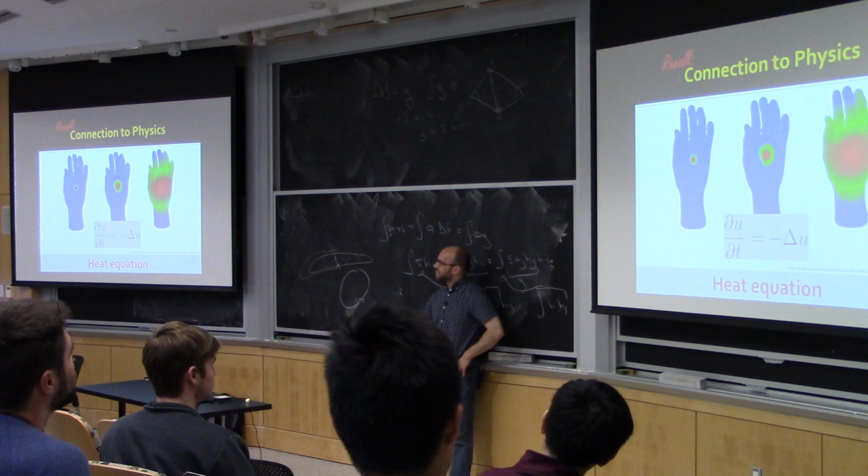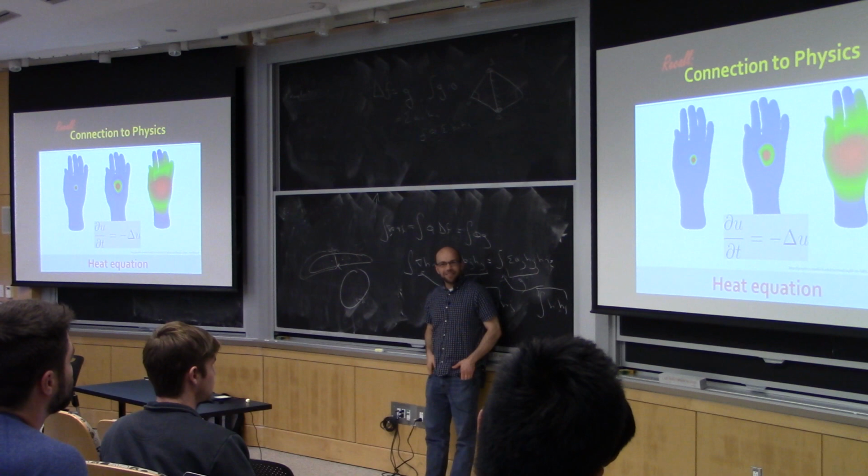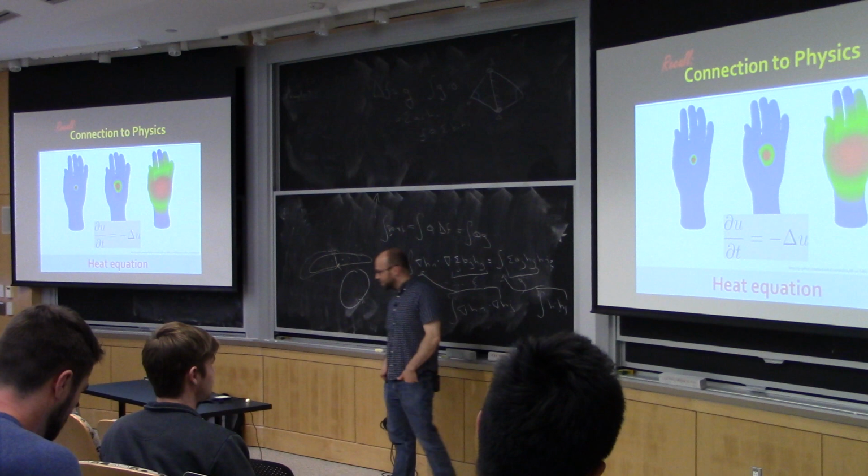If you look at the heat equation, and you put a little pinprick of heat at different points on the surface, and you just measure how much heat is left as a function of time, that function tells you an awful lot about the geometry of your surface on different scales. A really clever observation.